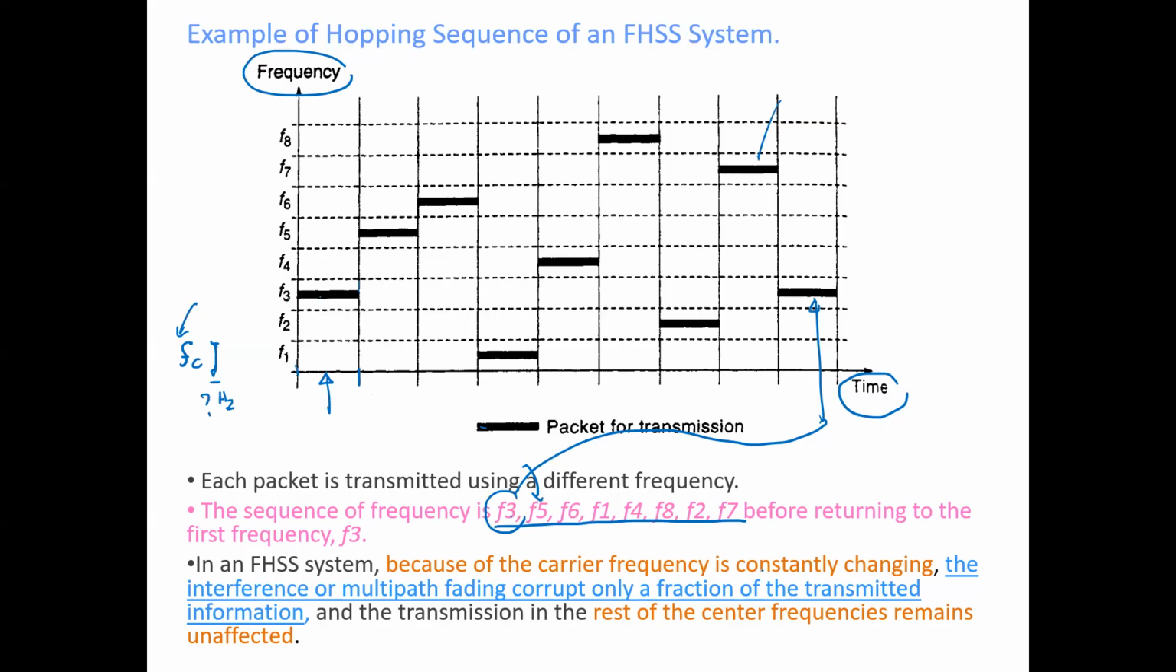So it means that to transmit our packets, you need to have 8 times this bandwidth, right? 8 times the bandwidth.